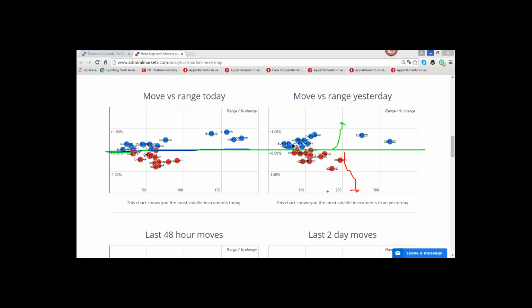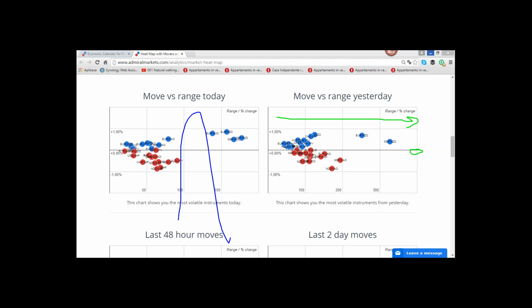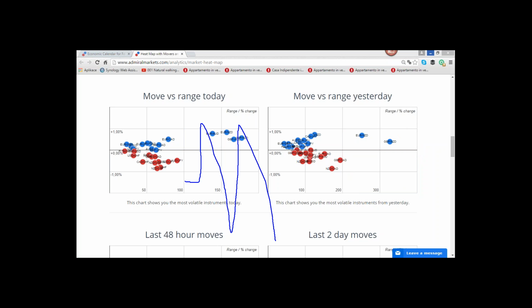So what it shows is, did the pair have a lot of volatility and did it move a lot? If it's all the way here, it had a lot of volatility, right? Because it's all the way to the right side. But it's at zero, so it means that there was a lot of volatility, but it just ended up at the same level. So it could have really moved up a lot, the pair like this, but then it ended up the same. That's what this would mean.